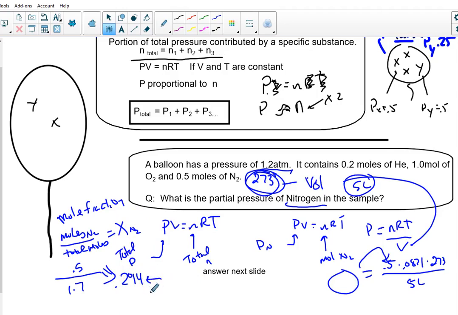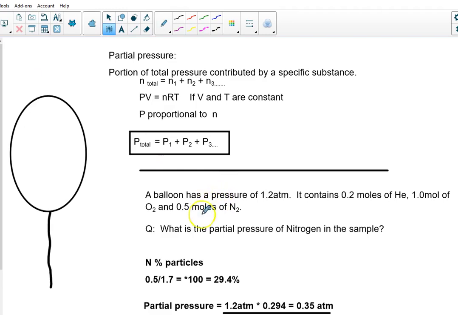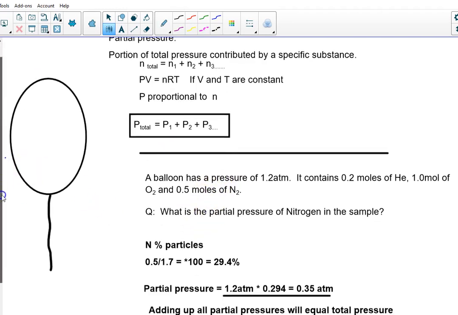It's 29.4% of that. So times 1.2, and we get 0.35 atmospheres. That is the partial pressure of just the nitrogen. Of the total 1.2, how much is being contributed by the nitrogen? And there's our answer.